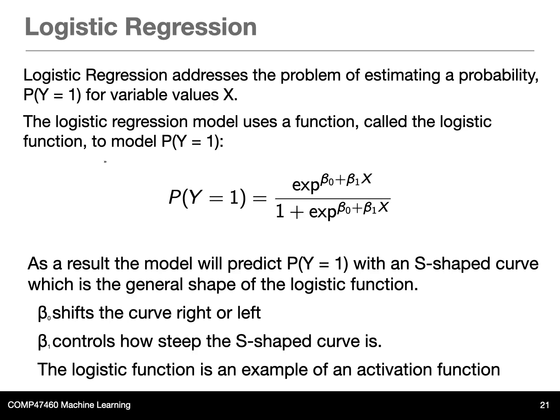Now we know some better functions to achieve this smooth boundary. The most common one is the logistic function. It's shown here on the slide. The logistic function has a nice property of smoothly interpolating between the limits of 0 and 1. And it has a nice smooth S-shape which is controlled by the parameters beta 0 and beta 1.